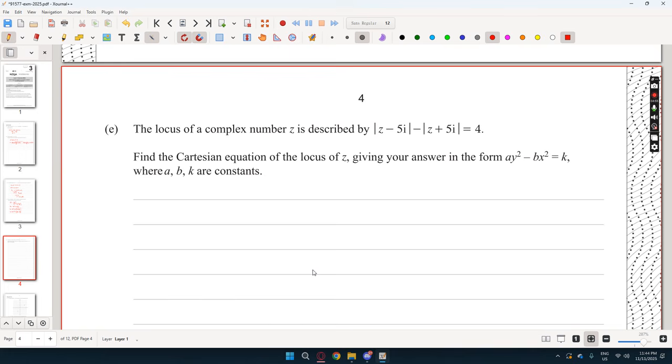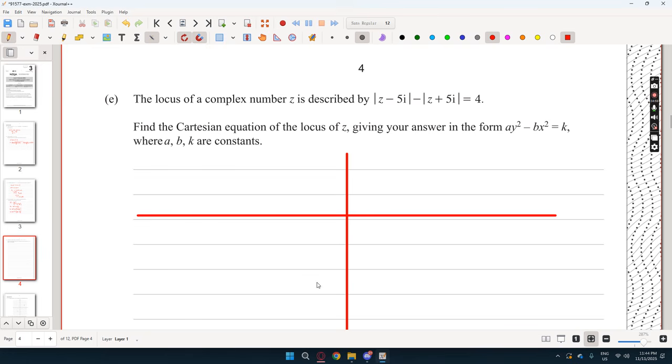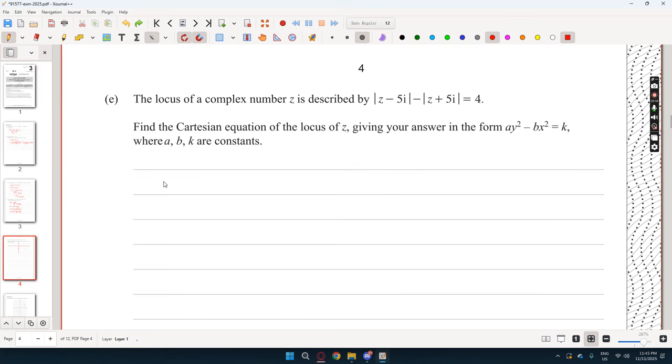Oh my god, it's an ellipse. Okay. The modulus of z minus 5i, the distance from z to 5i, minus the distance from z to minus 5i is 4. Oh, it's subtracting though, it's a hyperbola. I'm going to assume the bash method will work here.